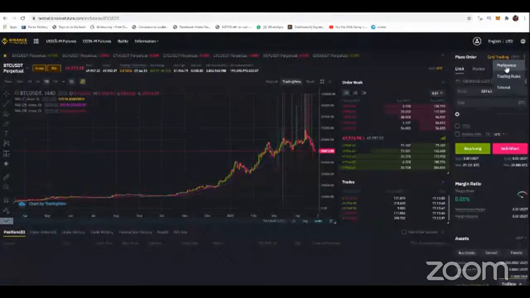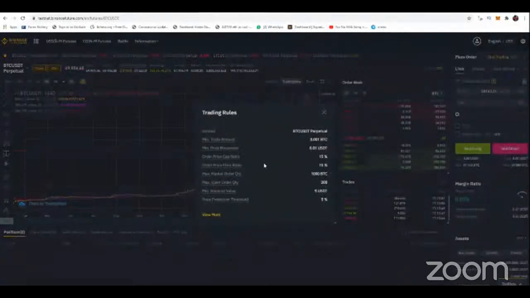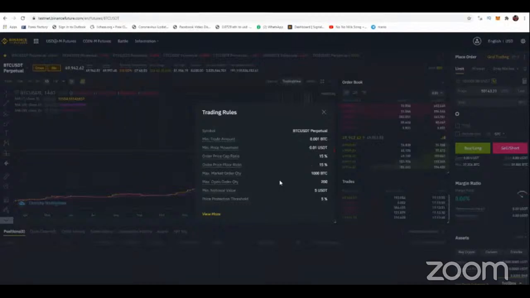So before we go into taking trades, let's quickly get familiarized with this. You can see right here we have trading rules and we have preference. So let's first go to the trading rules. Upon clicking in, this is what you see. These are the trading rules as they apply to the Binance futures contract.